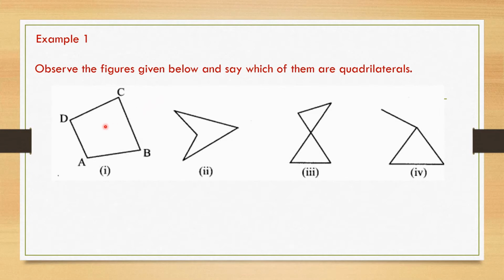In this, the first figure is a four-sided closed figure, and we can draw two diagonals here. Your second figure is also a four-sided closed figure, but we can draw only one diagonal. The third and fourth are not four-sided closed figures. Therefore, in these figures, figure number 1 is the only quadrilateral.